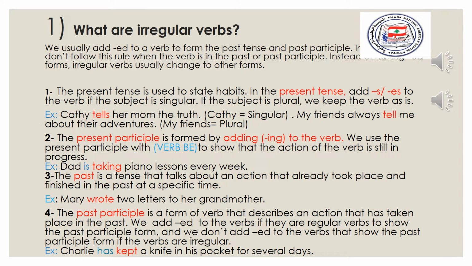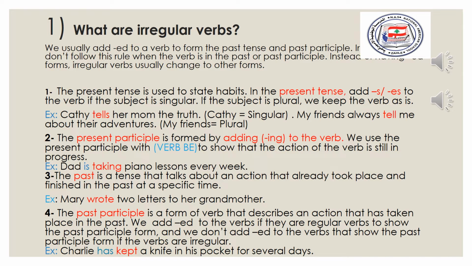2. The present participle is formed by adding -ing to the verb. We use the present participle with the verb be, which is am, is, or are, to show that the action of the verb is still in progress. Example: Dad is taking piano lessons every week. Taking shows the present participle form and it is preceded by the helping verb is.